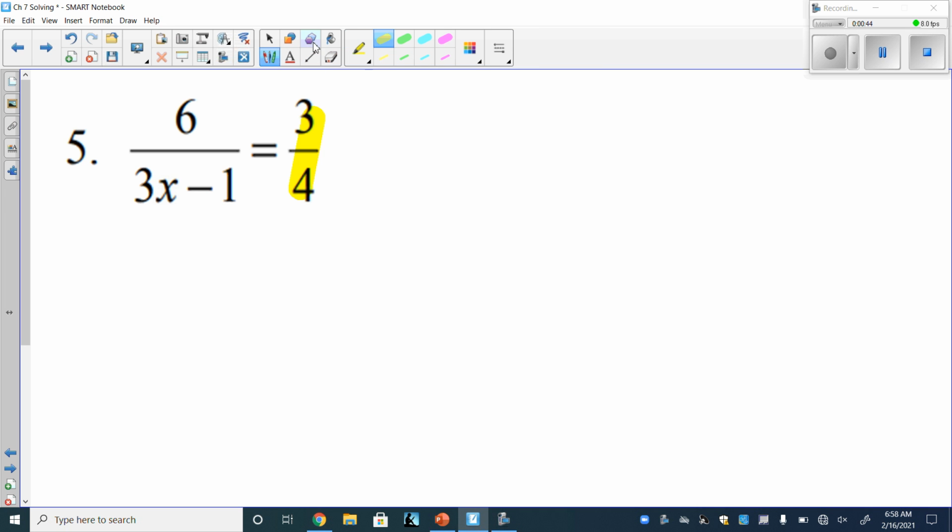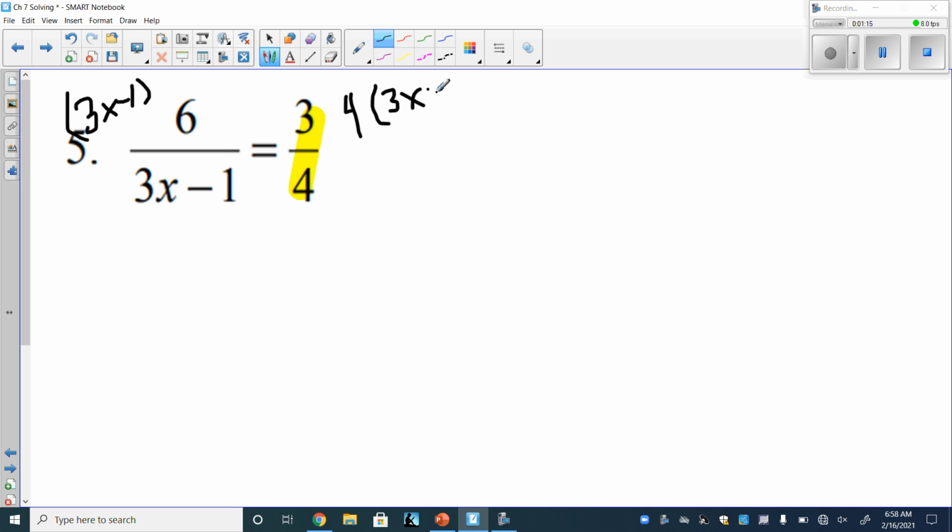In order to get the 4 to cancel out of 3/4, I can multiply this by 4, because the 4 and 4 would cancel. And if we look at the other side, the 6 over 3x minus 1, if I multiply this by 3x minus 1, the denominators would cancel. So for the right side, I need 4, and for the left side, I need 3x minus 1.